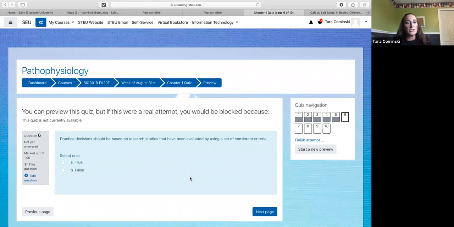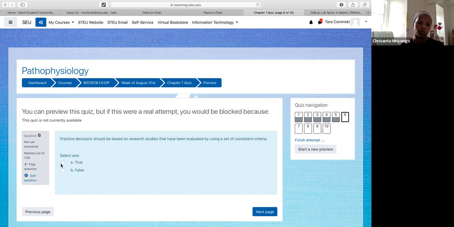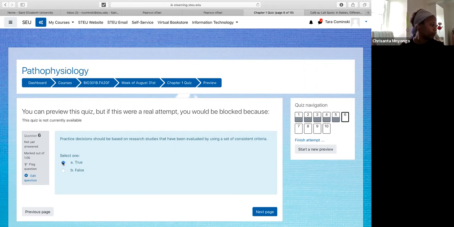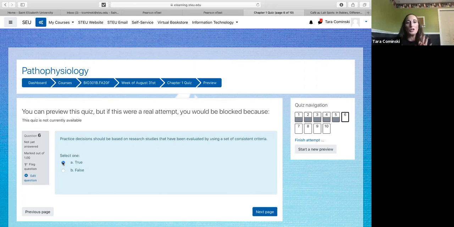Practice decisions should be based on research studies that have been evaluated by using a set of consistent criteria. True or false? True. And what do we call that? Chrysanta, what do we call that? It was like the heading for the last part of chapter 1. Pathophysiology? Nope. Starts with evidence.